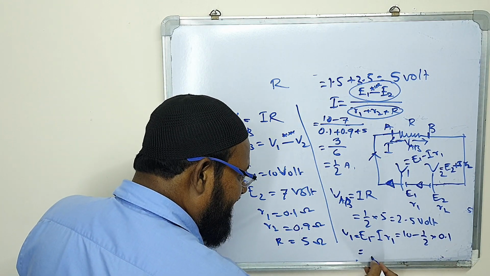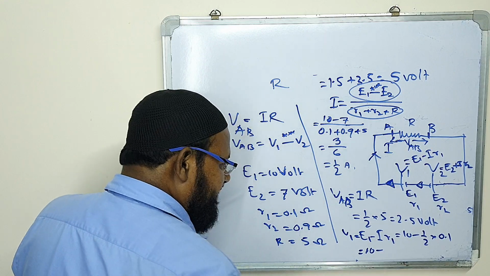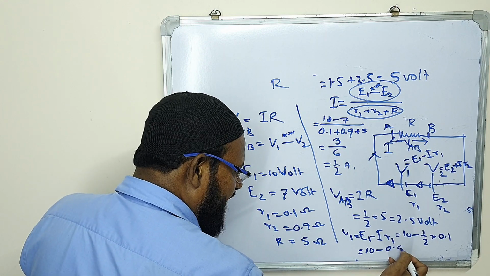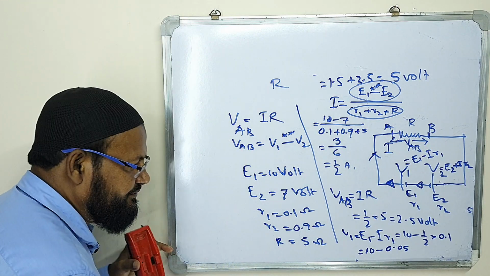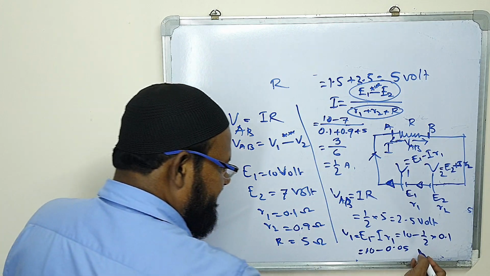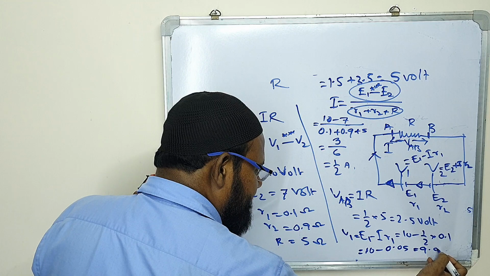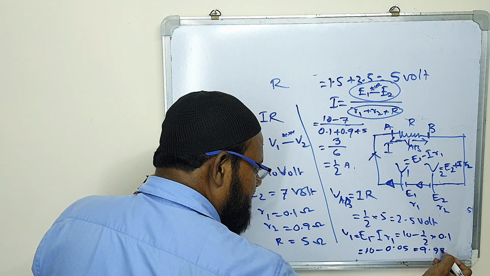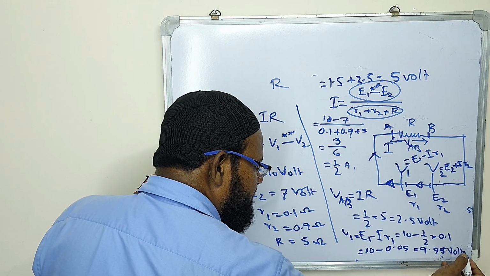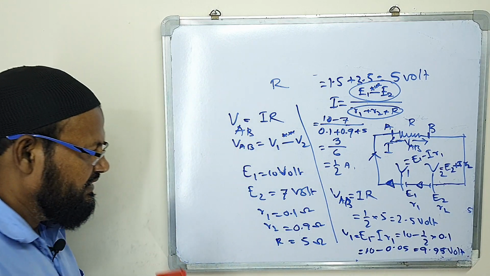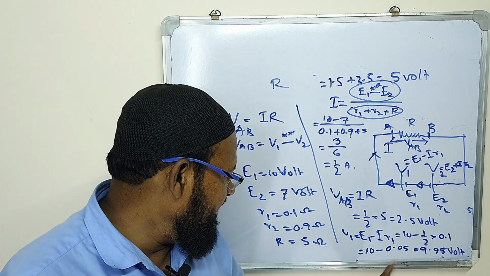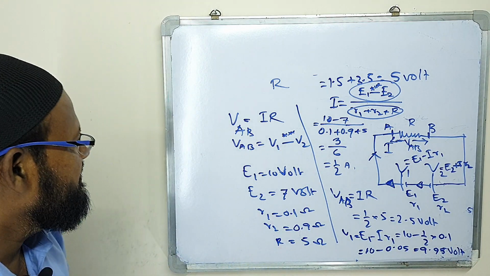I am taking this as 10 minus, what is this? This is 0.05. So what is this? This is 9.95 volt. V1 equal to 9.95 volt.